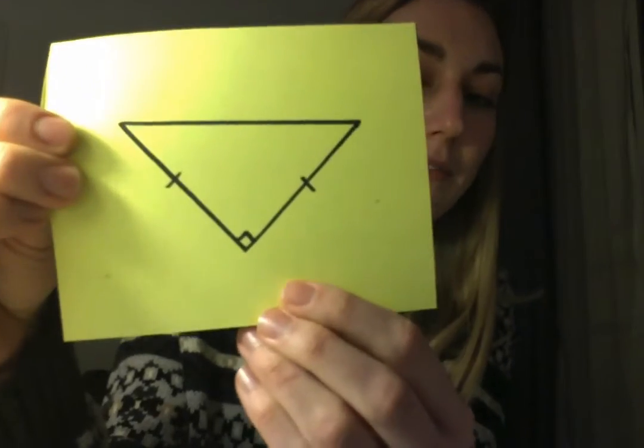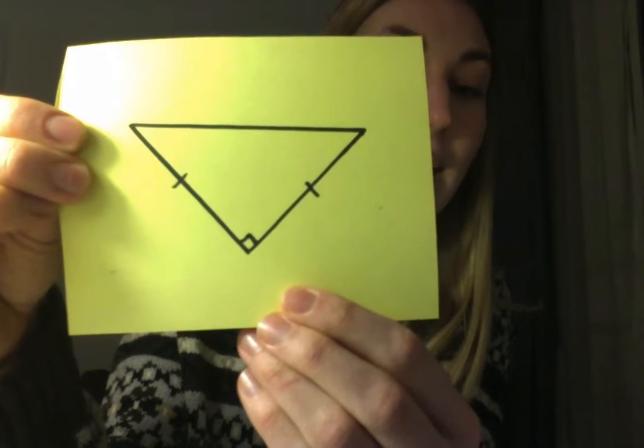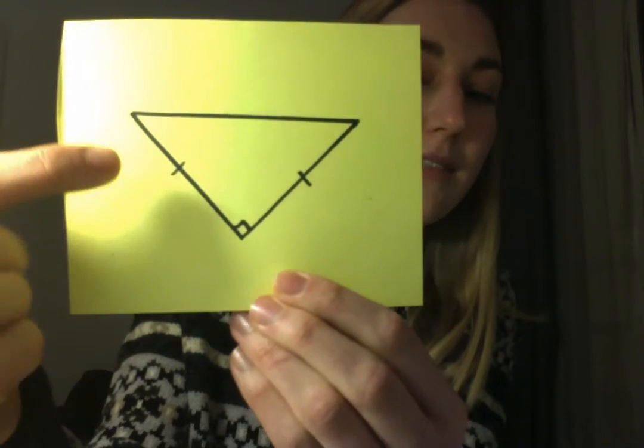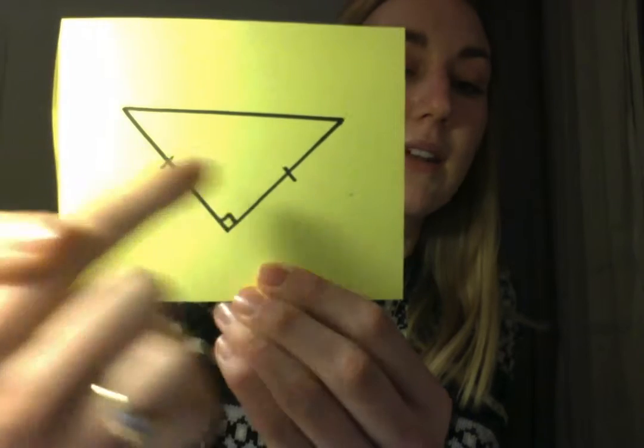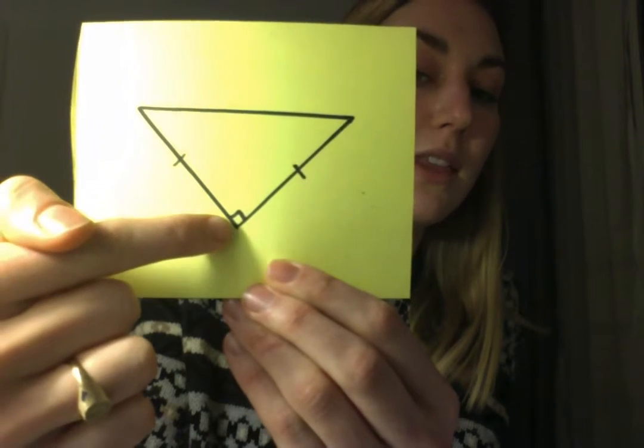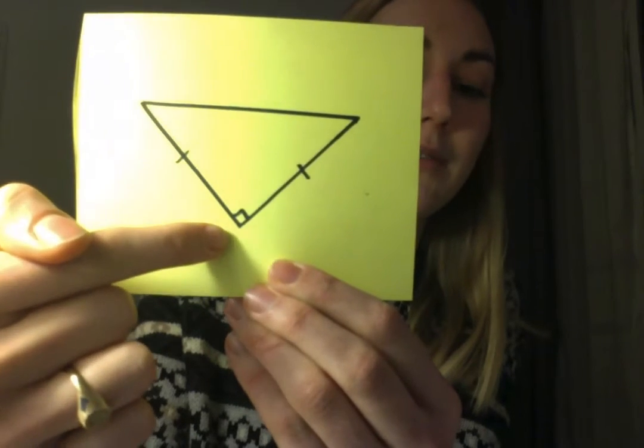Now here, what do we have? An isosceles right triangle. That's right. You've got the 2 sides that are the same, and then you've got the little square that tells you it's a right triangle.